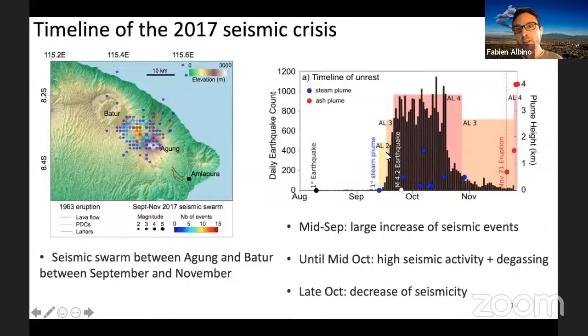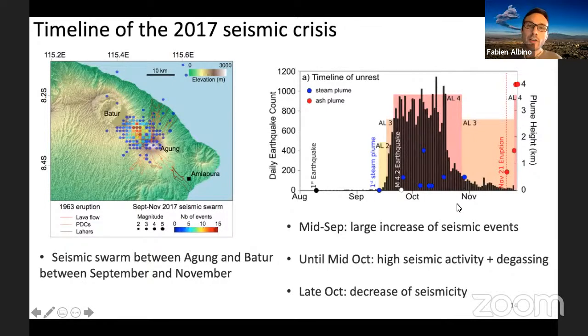So going back to the 2017 seismic crisis, you can see here on the right the timeline of the events. We have a large increase in the number of seismic events during mid-September and a high plateau in October, before it decreased from mid-October to November, before the onset of the eruption. We see something quite unusual: the start of the eruption does not coincide with the peak of the seismicity, but came a few weeks later.